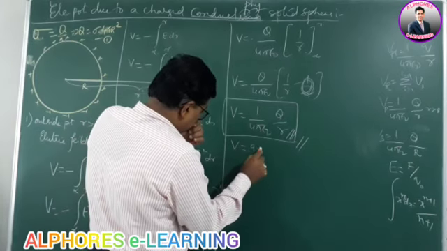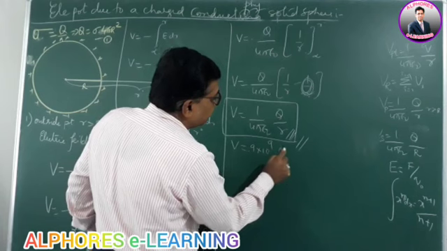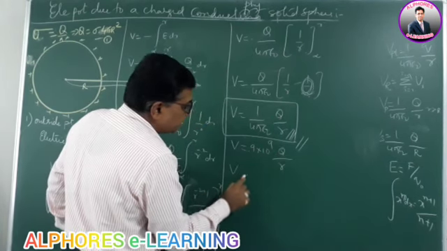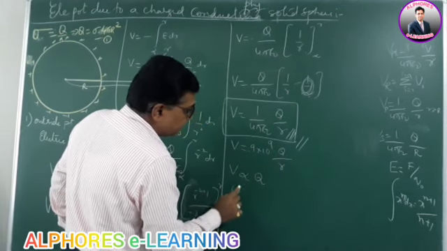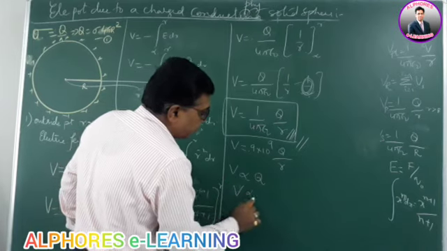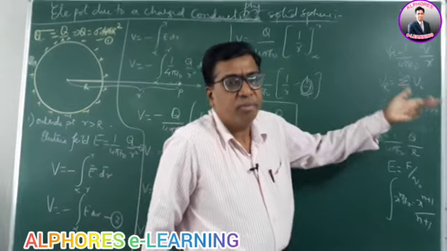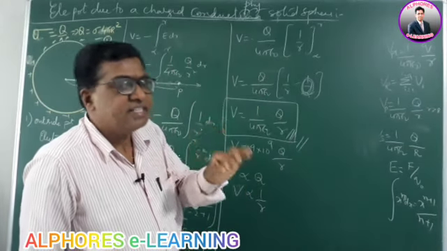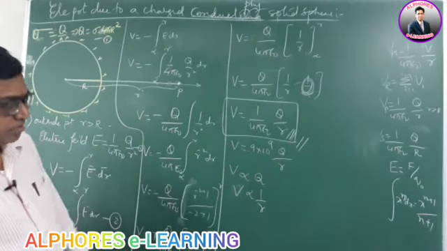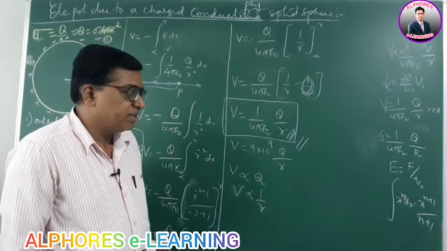This is 9 into 10 to the power of 9 q by r, with respect to the formulas. Potential is directly proportional to the amount of the charge, and inversely proportional to the distance of the point. Obviously, if the point is at infinity, potential is 0. Potential due to any charge at infinite distance is 0. So therefore, V equals 9 into 10^9 q by r.